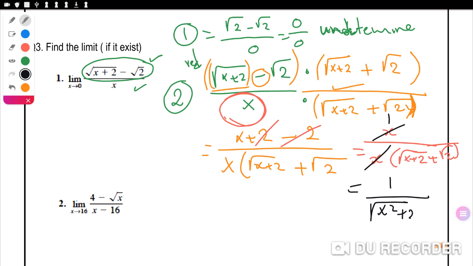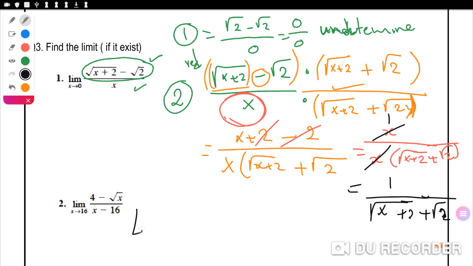What is the square root of this one? The square root of x plus 2, plus square root 2. That is the redefined function: 1 over square root x plus 2 plus square root 2. Okay, it is the redefining of the given function.